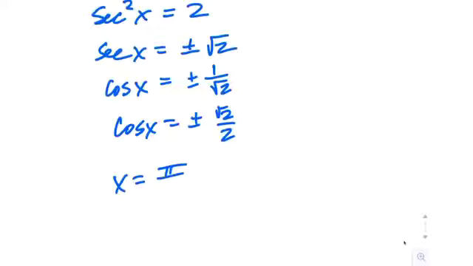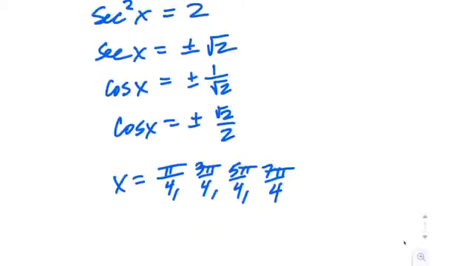So let's just walk around the circle. Pi fourths, 3 pi fourths, 5 pi fourths, and 7 pi fourths. It's positive at 2 of those and negative at the other 2. If you forgot the negative when you did plus or minus, you left off 2 of the 4 solutions.